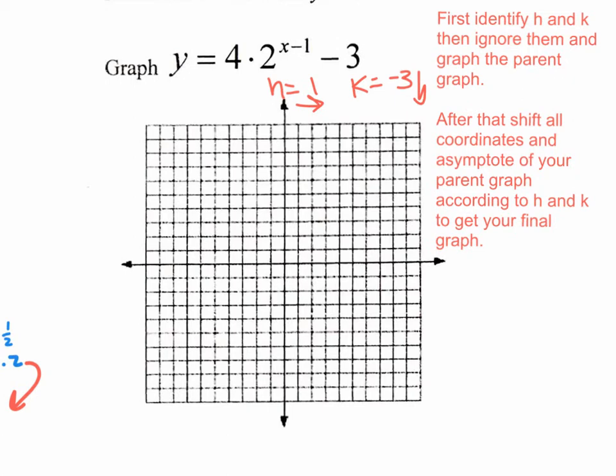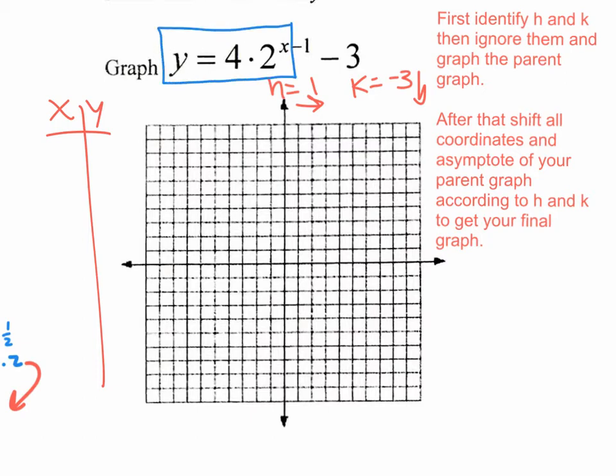Now, let's simply make an XY table. Let's ignore H and K. I'm going to ignore H and K by drawing a box around the function, but not including the H and the K. So I'm just going to focus in on the 4 times 2 to the x power. And like always, I'm going to do the inputs: here's 0, here's 1, here's 2, here's 3, and then negative 1, negative 2, negative 3. When I plug in 0, I'm going to get my A value of 4, so I'm going to put a 4 right there.